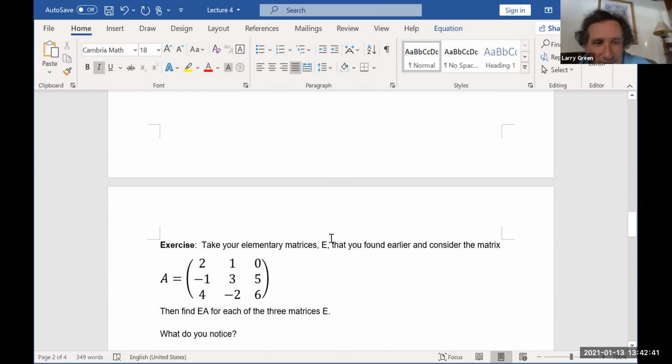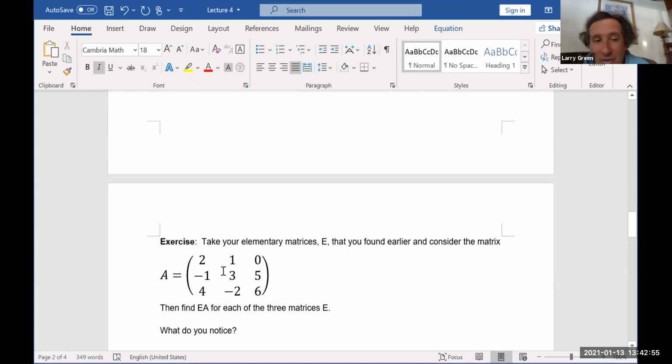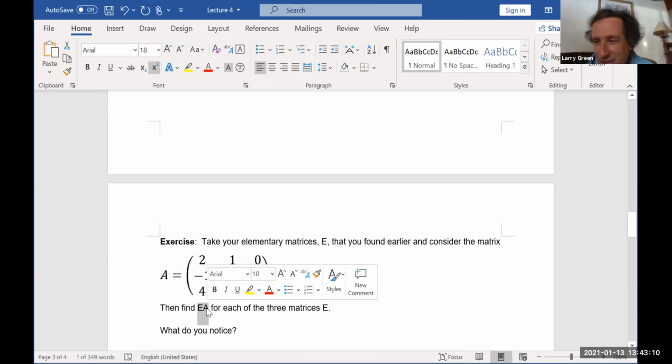Okay. So now here's what I want you to do. Take the elementary matrices that you have on paper, and consider this matrix A. I just made up a bunch of numbers: 2, 1, 0, negative 1, 3, 5, 4, negative 2, 6. There's nothing special about matrix A, except that it's 3 by 3, so it'll actually work for your matrices. I want you to find E times A for each of these 3 matrices.